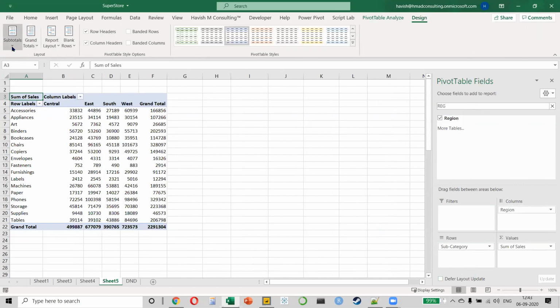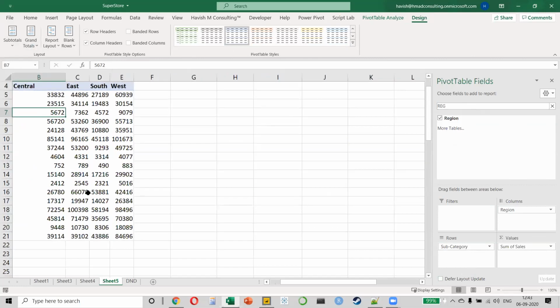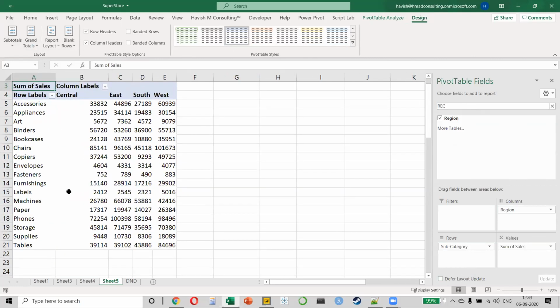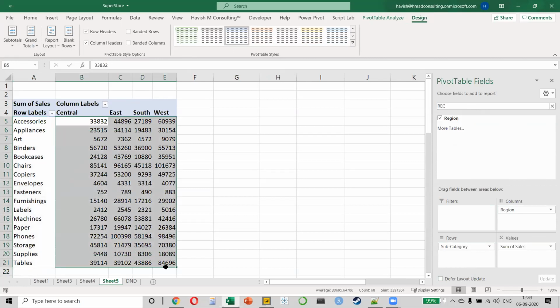Let me remove my grand total so that you're not confused. Okay, we have a pivot table. Let's understand what is happening here. It is telling us there are 17 categories of products that I'm selling: accessories, appliances, art, and so forth. This is the sales for all the 4 regions, right?